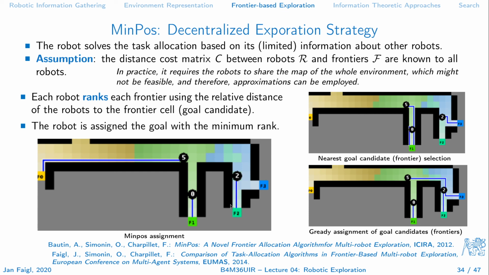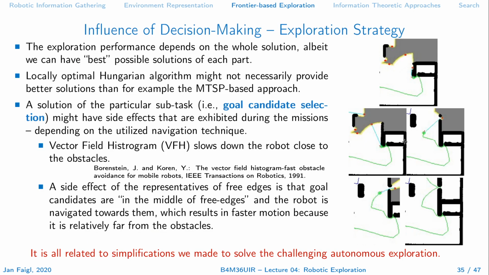For the last remark on multi-robot exploration, let me motivate you to an existing very simple, very intuitive decentralized exploration strategy, which is called MinPos. It basically works as a ranking system. We have three, or in this case six robots, but right now we have three robots. And if you consider the nearest goal candidate for each robot completely independently, these two robots will decide for this frontier.